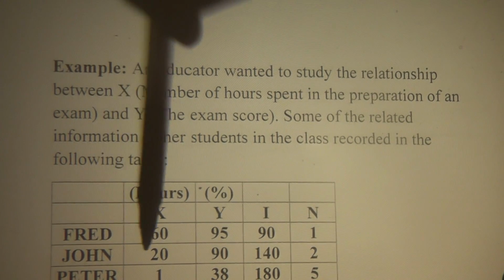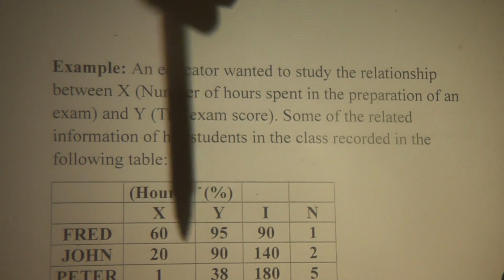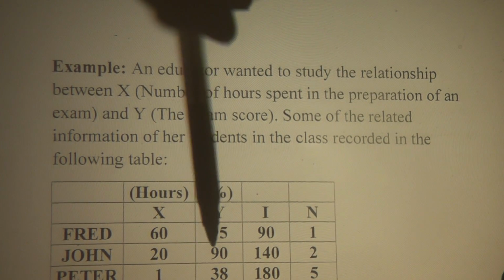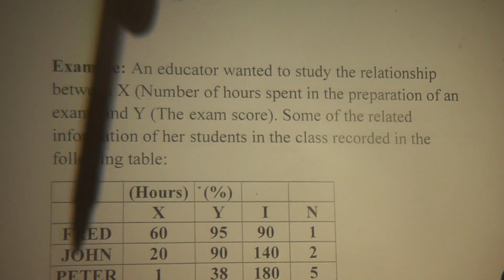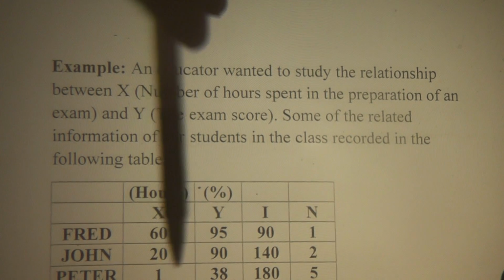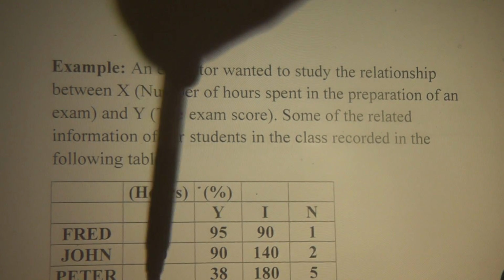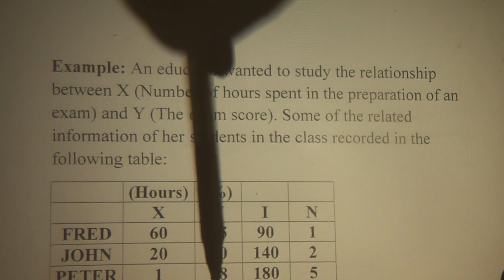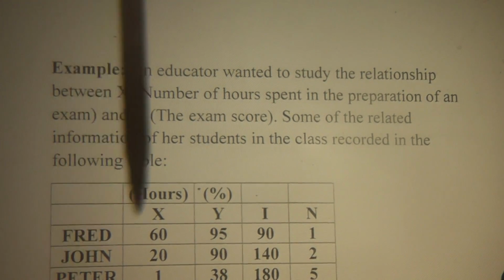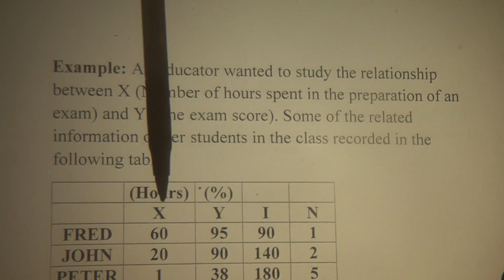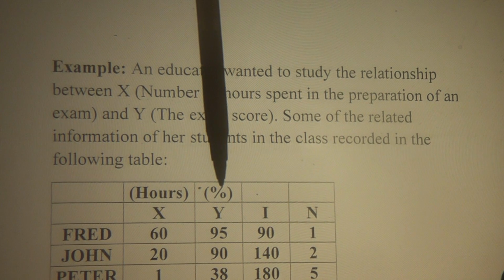And how about John? John spent 20 hours in preparation, and his final exam score is 90%. How about Peter? Peter only spent 1 hour, so Peter got 38%. And Mary spent 43 hours, and Mary got 80%. Look at here: X is hours spent in preparation, Y is the exam percentage.